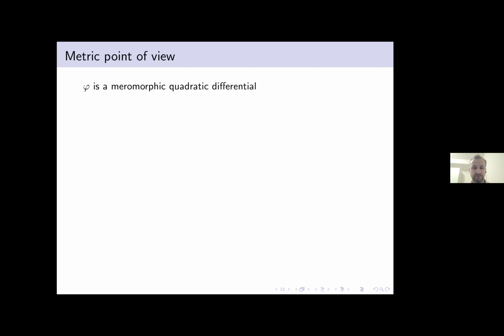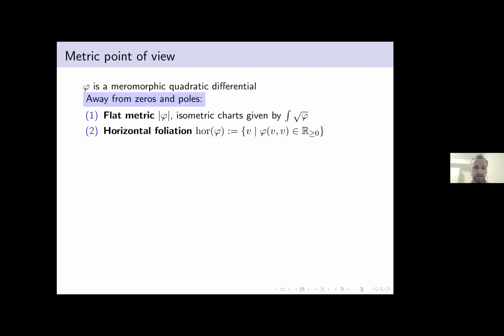One really very neat thing is that you can also view them from a metric point of view. The way this works is if you have a meromorphic quadratic differential and you look at a regular point, away from the zeros and poles, and take its absolute value, that is just going to be a flat metric. It's a Riemannian metric, locally flat, so isometric to the plane. And the isometric charts are given by integrating the square root of phi.